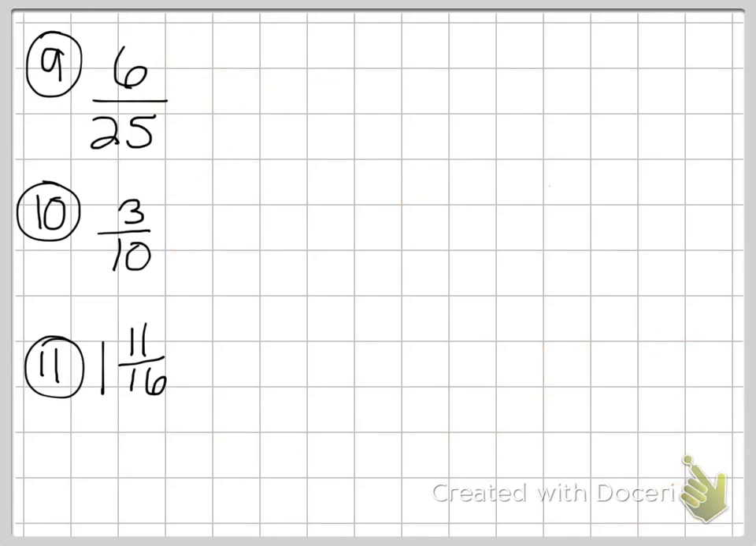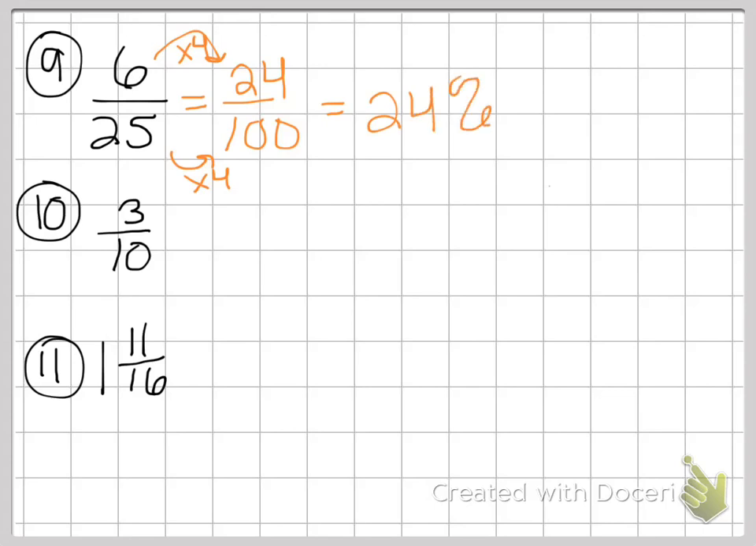Alright, last 3 examples. Number 9, change this into hundredths. Times 4, times 4, and you get 24 hundredths, which is equivalent to 24%. For this next one, we don't even really need to change it to hundredths, but just for showing purposes, times 10, times 10, that's 30. This time I'm going to change it to a decimal. So 0.30 times 100, you get 30%.